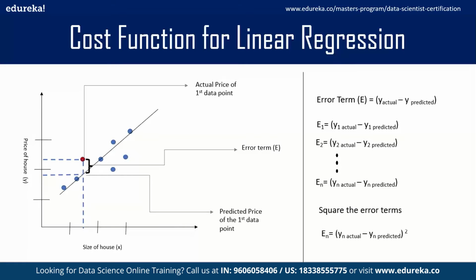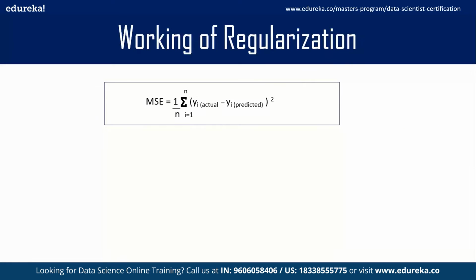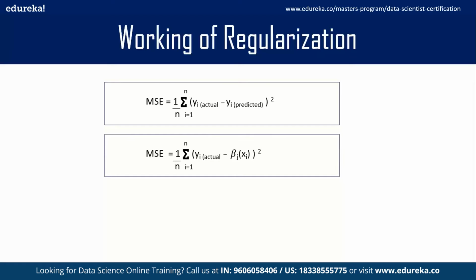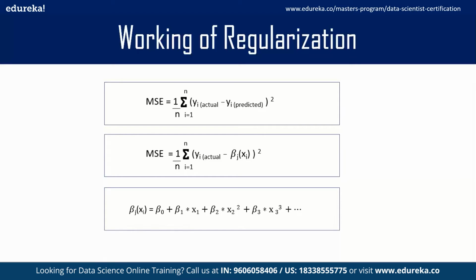So now we square these error terms to reduce the impact of the negative signs. Thus we get the MSE or the cost function as 1 upon n sigma i equals 1 till n, (yi actual minus y predicted) the whole square. That is the summation of all the error points and taking the average of it. This gives us the mean square error. Now this can also be written as 1 upon n sigma i equals 1 till n, (y actual minus bjxi) the whole square. And here bjxi equals b0 plus b1 x1 plus b2 into x2 the whole square plus b3 into x3 the whole square. And this is a higher order polynomial equation. And our aim is to reduce the MSE or the error value.